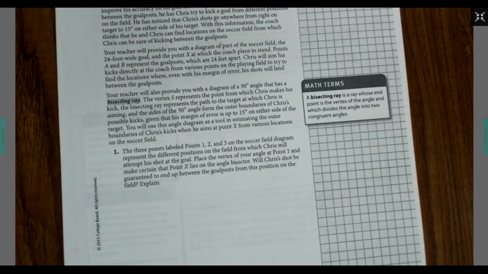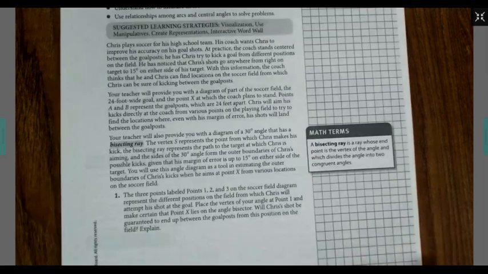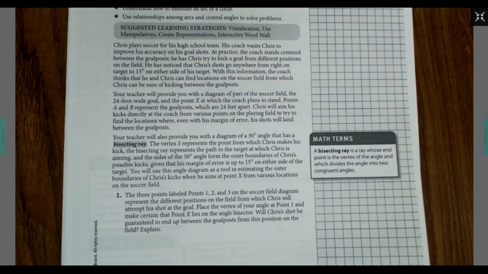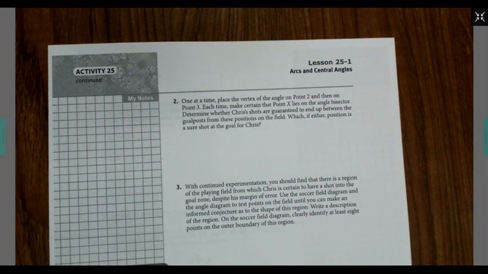Question number 1 states, the 3 points labeled points 1, 2, and 3 on the soccer field diagram represent the different positions on the field from which Chris will attempt his shot at the goal. Place the vertex of your angle at point 1 and make certain that point X lies on the angle bisector. Will Chris's shot be guaranteed to end up between the goalposts from his position on the field? And explain.